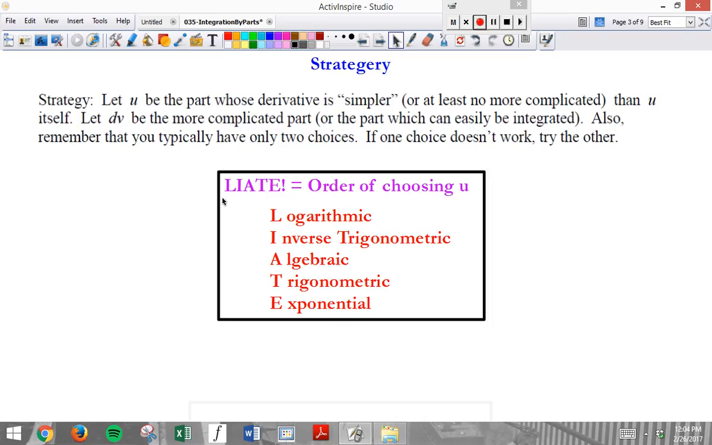LIATE. Sounds silly? So you're going to choose u in this order. Logarithmic functions first, like ln x. I don't know where you guys are at in terms of your understanding, but ln x would be my top choice for u. Inverse trig would be something like arctan x. Algebraic, we're thinking of polynomials.